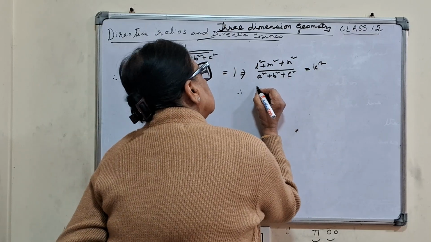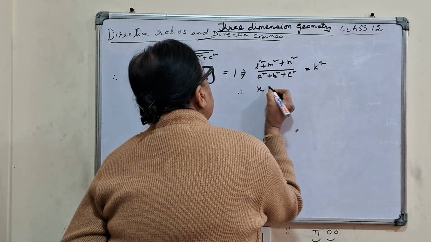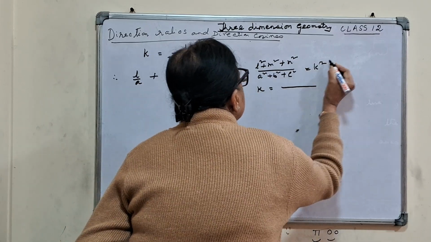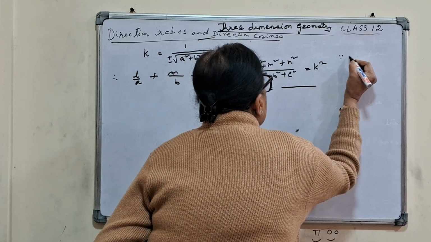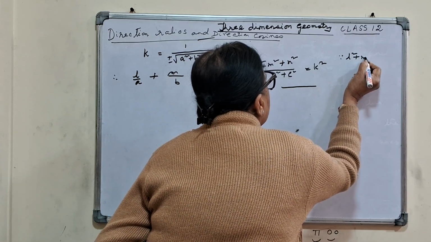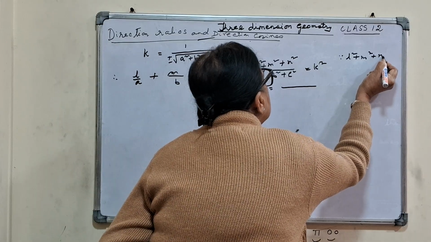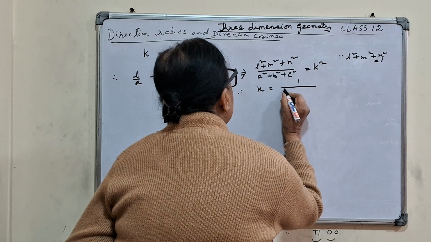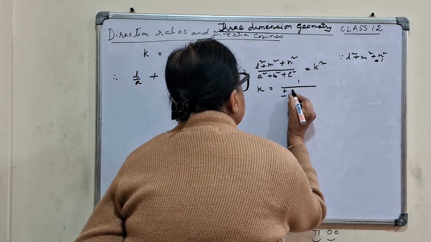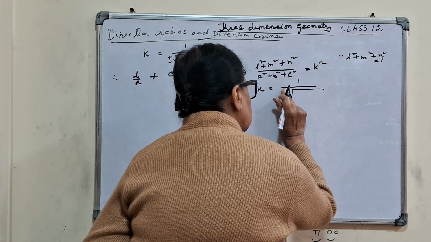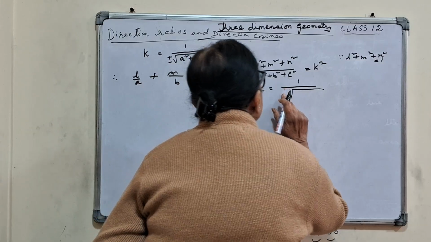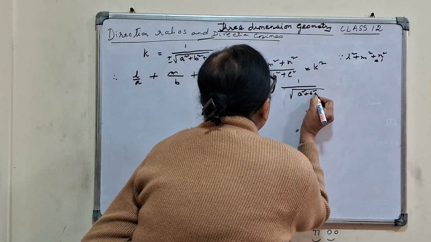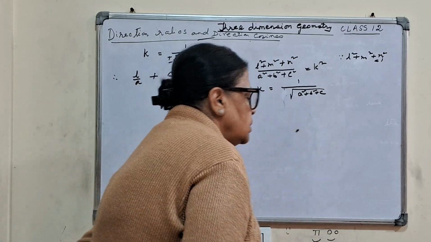Therefore, K is equal to 1 over plus or minus root of L square plus M square plus N square, which is equal to 1. This is 1 by root over A square plus B square plus C square.